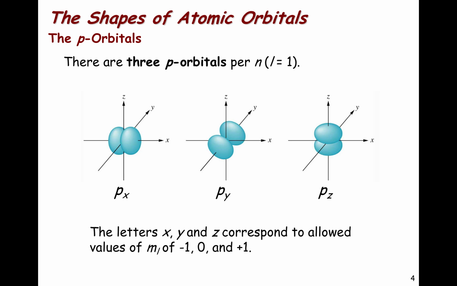So the orbital on the left has the lobes pointed along the x-axis. This is referred to as the p subscript x orbital. The middle orbital is with the lobes along the y-axis. This is the py. And the orbital on the right is the pz. These correspond to the m sub l values of -1, 0, and +1.